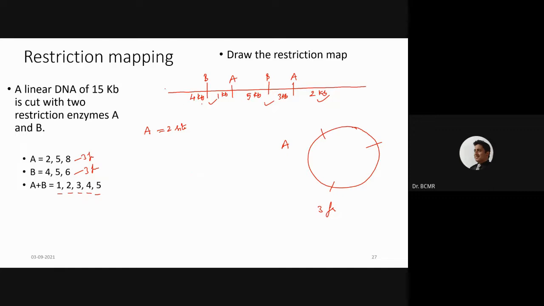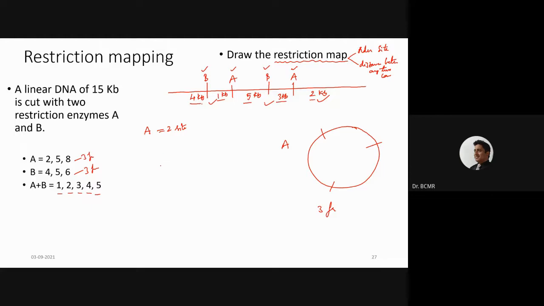But first thing, I want you to remember what makes a restriction map. I told you 2 things. One is the order of sites, and the second one is the distance between any 2 consecutive sites. Here the order is given as B first, then A, B, and A. And then here we are giving the distance from each of them.